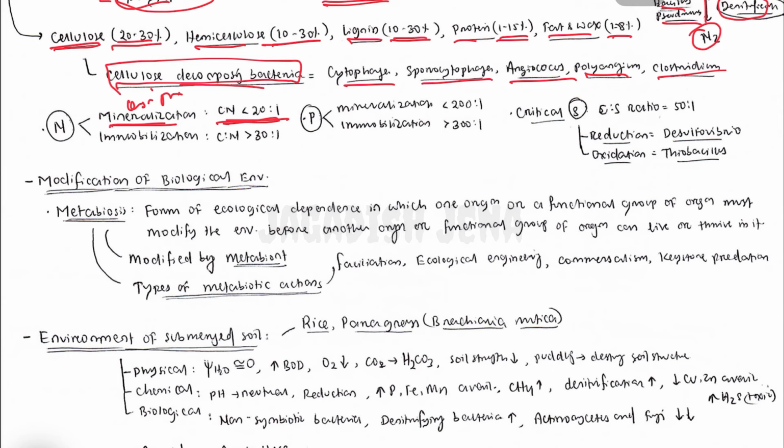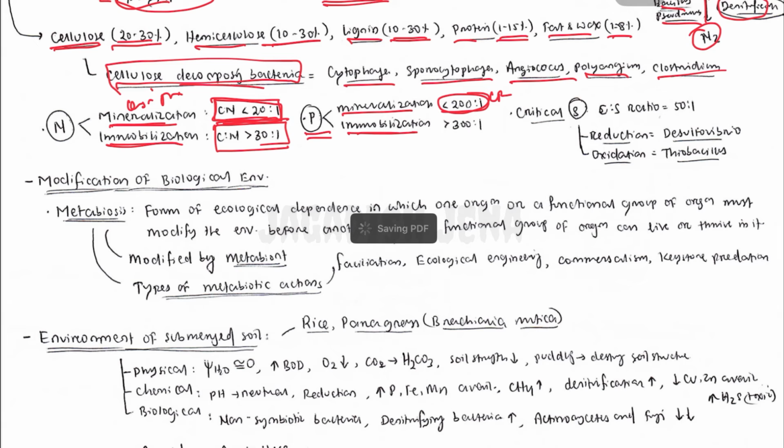You can find that if the C:N ratio is less than 20:1, then there will be mineralization. Immobilization happens when the C:N ratio is greater than 30:1. Similarly, for phosphorus, mineralization happens when the C:P ratio is less than 200:1. Immobilization of phosphorus happens when the C:P ratio is higher than 300:1.